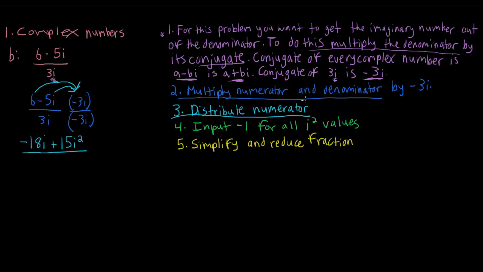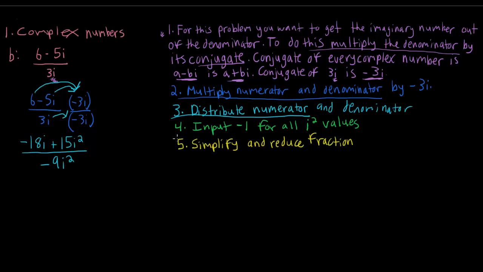And we also want to distribute the denominator. Or not distribute the denominator, but multiply it. So we want to multiply 3i times negative 3i, which will give us a negative 9i squared.